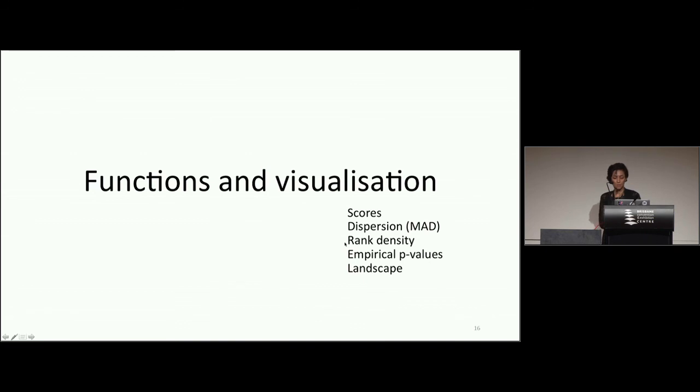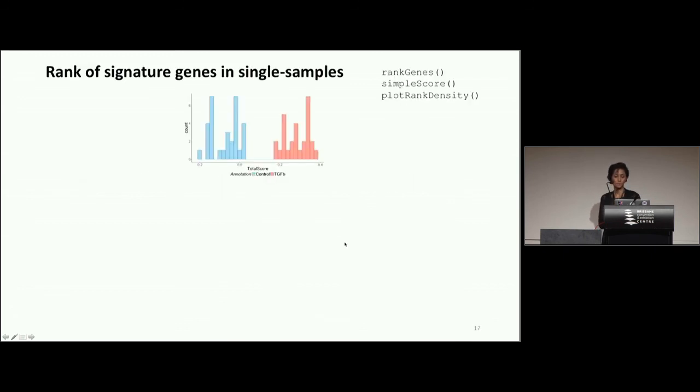In this section, I'd like to take you through some of the functions and visualizations that the SINGScore package provides. So scoring samples is actually very straightforward. We rank genes using this function, and then we call a simple score function, and it simply scores the samples.